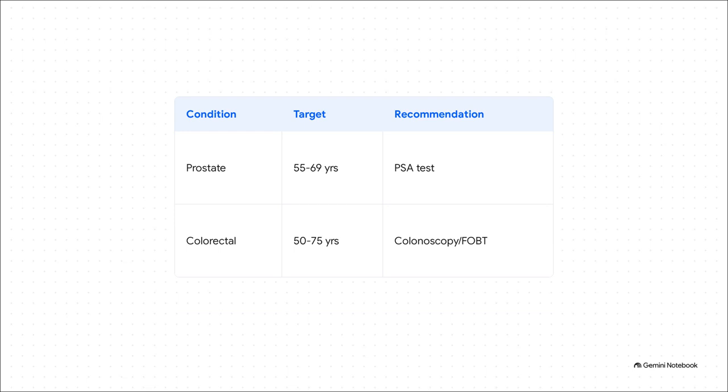This is especially true for the shared decision-making required for prostate-specific antigen testing, or PSA tests. Since the guidelines for men aged 55 to 69 rely heavily on weighing the risks versus the benefits, the medical record must explicitly capture that back-and-forth shared decision-making dialogue between the provider and the patient.